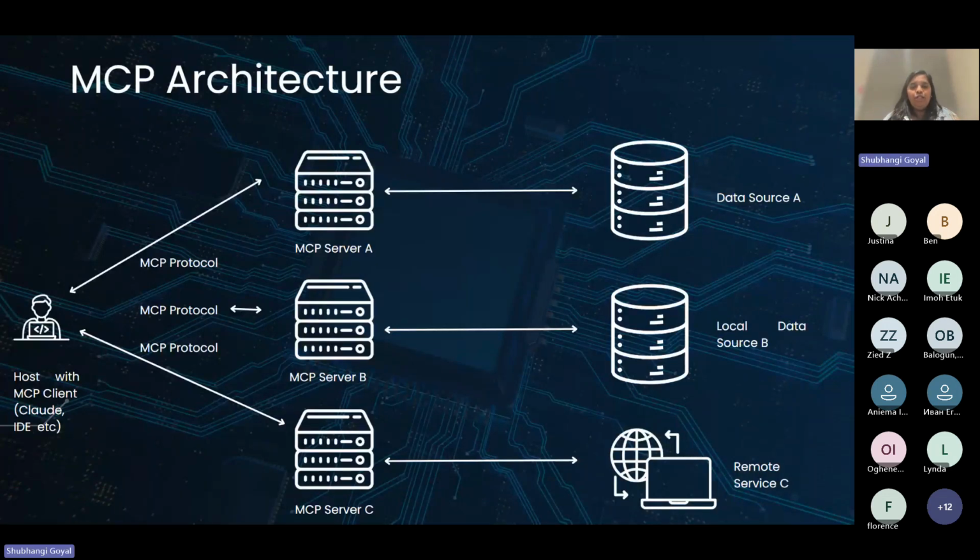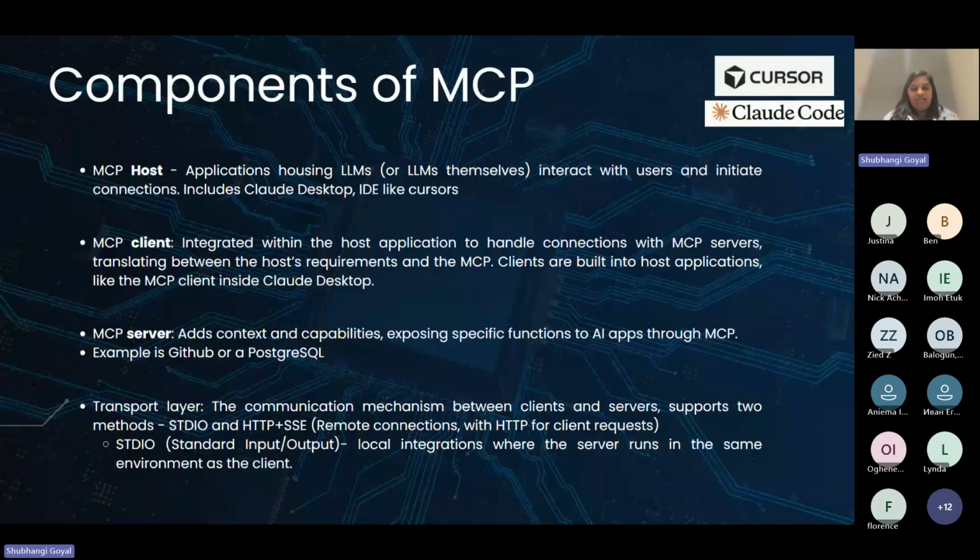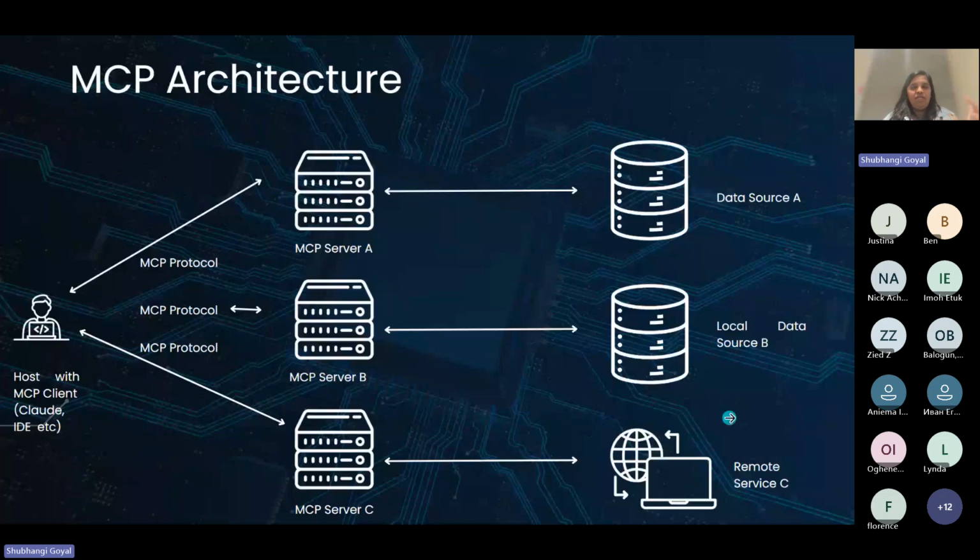Now from here, let's talk about the components of MCP. So components of MCP: host, client, and server. These are the three main components, which if you remember, we saw here. This is the client, right? And this is the server. And then this is basically going to be your source. So these are three main components. But what do they really mean?